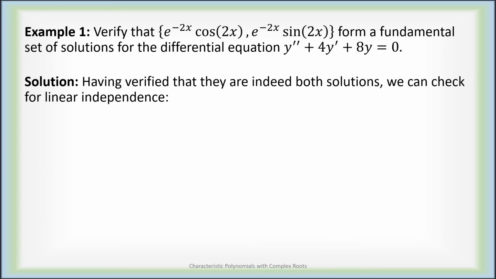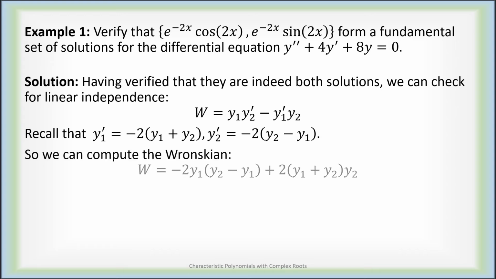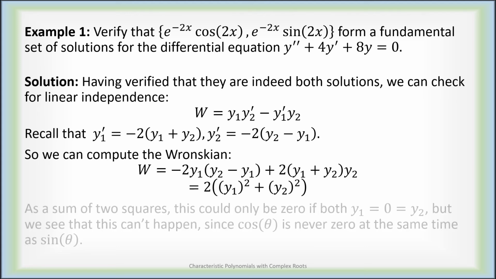Having verified that they're solutions, we do need to check that they're linearly independent. So we'll do it through the Wronskian, y1 y2 prime minus y1 prime y2. Now remember, we actually found a nice form: y1 prime is negative 2 times y1 plus y2, and y2 prime is negative 2 times y2 minus y1, so I'm going to plug that in to the Wronskian. And I get negative 2 y1 times y2 minus y1 plus 2 times y1 plus y2 times y2. Distribute all of this out, and you end up with 2 times y1 squared plus y2 squared.